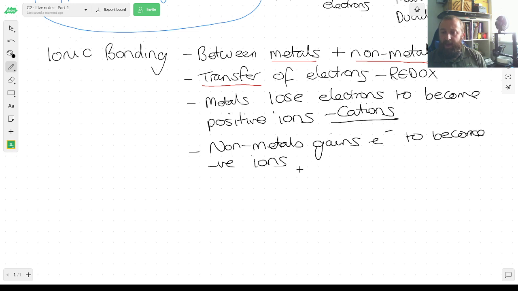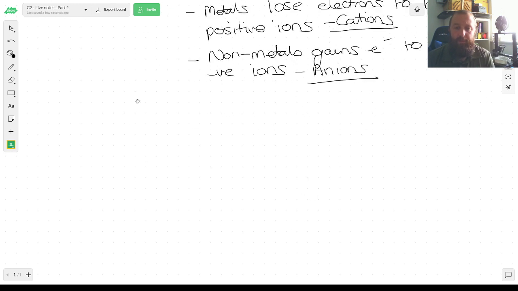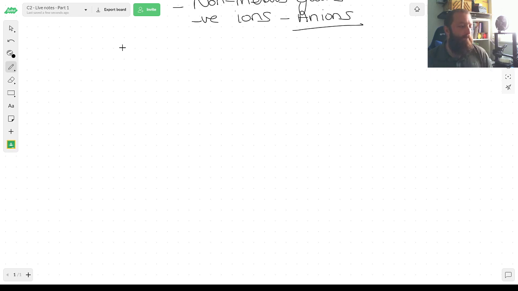So, if we look at metals, these are going to be called cations. Another key word for you there. And the negative ones are going to be called anions. Okay? So, let's have a look at how this actually translates to what we're doing. Let's move up.